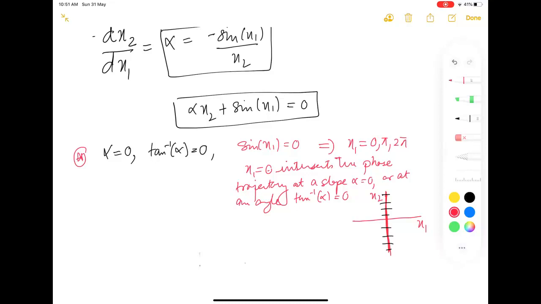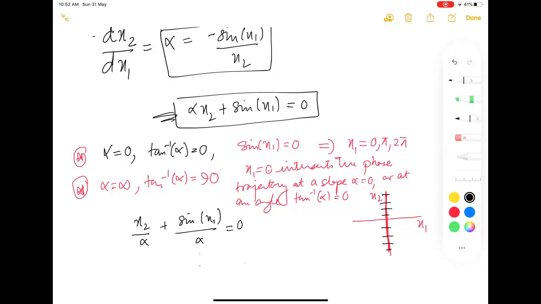Now let us take another example. What is going to happen if alpha is infinity? That means, what is the line at which the isocline intersects the phase portrait at 90 degrees, right? So when alpha is infinity, you can always do some manipulation of this basic equation. What you can do is, you can divide by alpha, and you can say x2 by alpha plus sine x1 by alpha equal to 0. Sorry, when you divide by alpha, you don't have this alpha here. So this means x2 plus, say, some beta sine x1 equal to 0.